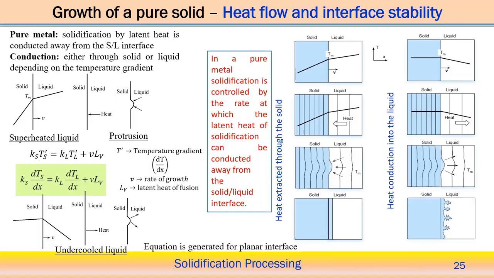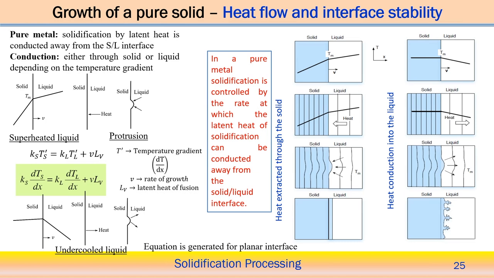Based on that, the interface stability forms, and looking into the interface stability, we can say whether planar growth or dendritic growth may happen in the metal. So we will try to analyze this matter here. To take an example, suppose there is an interface between solid and liquid. Heat conduction may happen either through the solid or through the liquid during the solidification process, depending upon the temperature gradient.